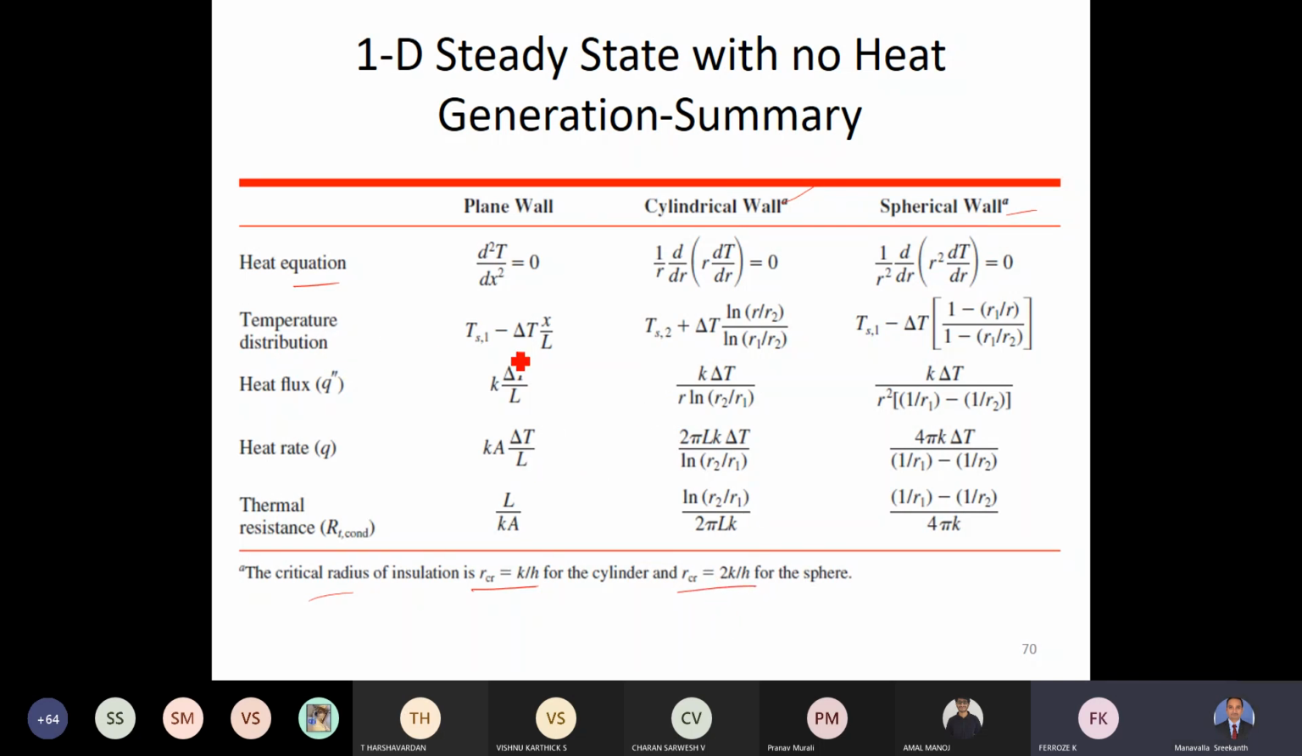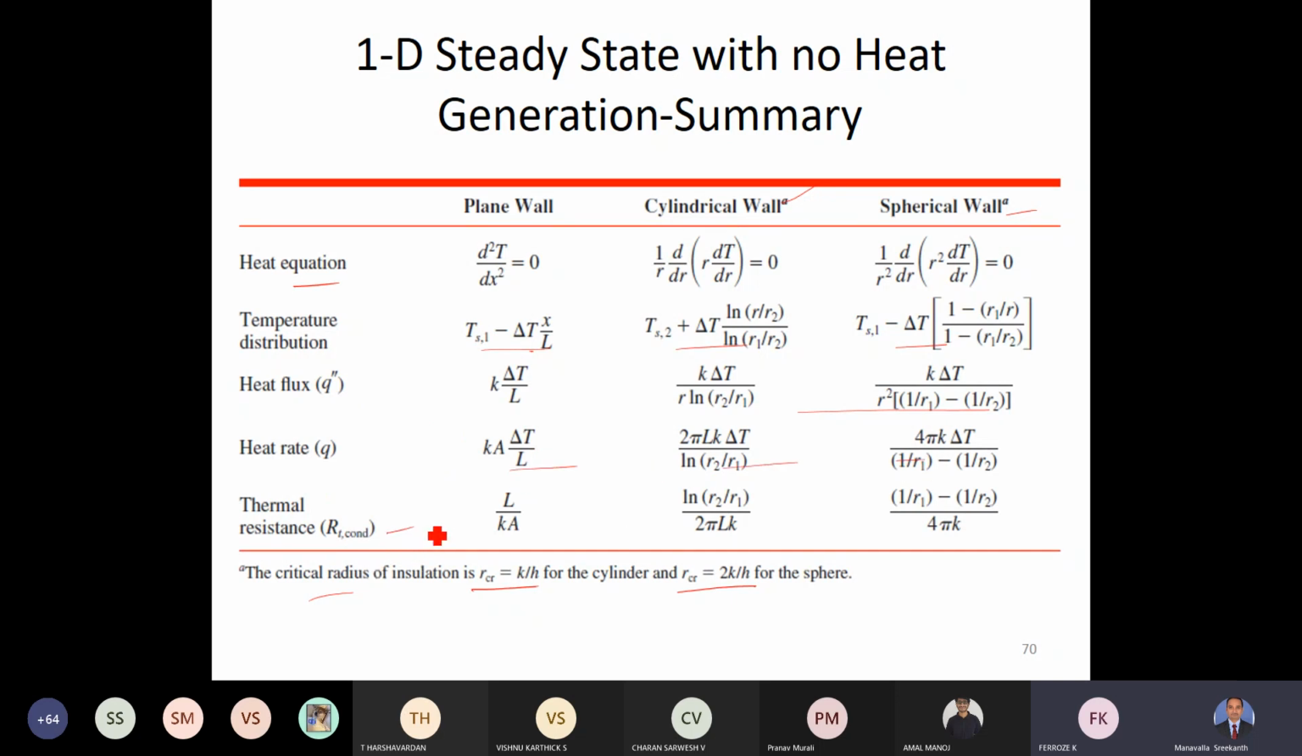Then you have the temperature distribution. If you know the end temperatures, you can find out the temperature distribution. From these equations, I have shown you the plots. For a plane wall, temperature distribution is linear. For cylindrical and spherical walls, it is non-linear. Then heat flux, you can calculate using this. Heat flux is watt per meter square, and heat rate is actually watts. So these are the equations for that.